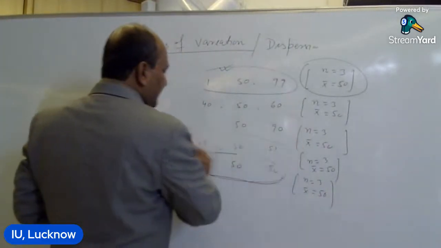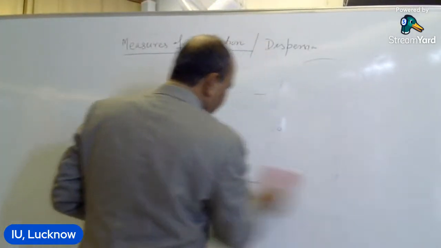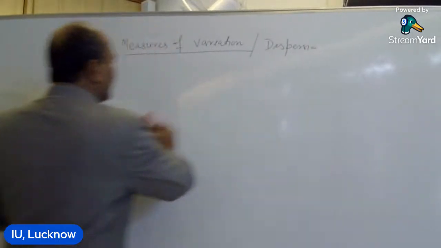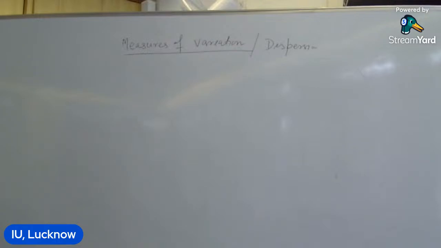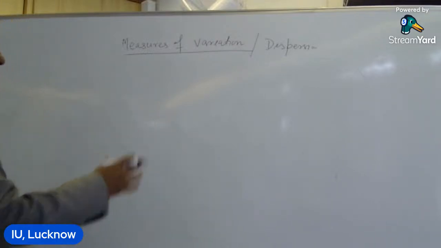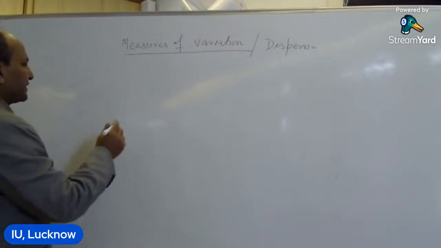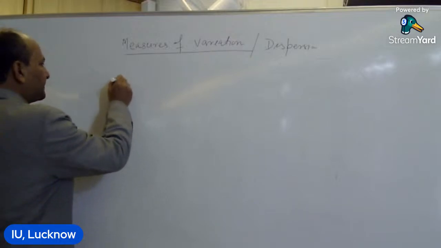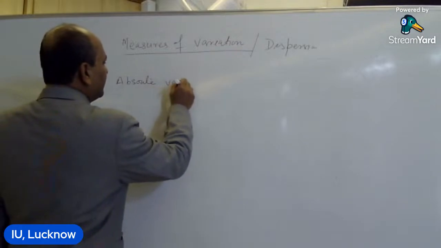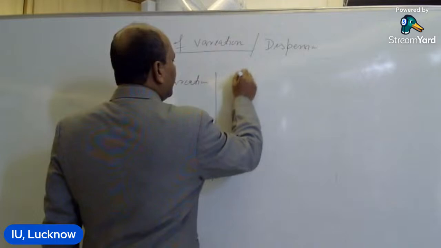So these variations can be computed through various measures and methods, and we are writing here the different measures of variation. These variations are computed using the given measures. First we take the absolute measure, absolute variation, and the second one is relative variation.